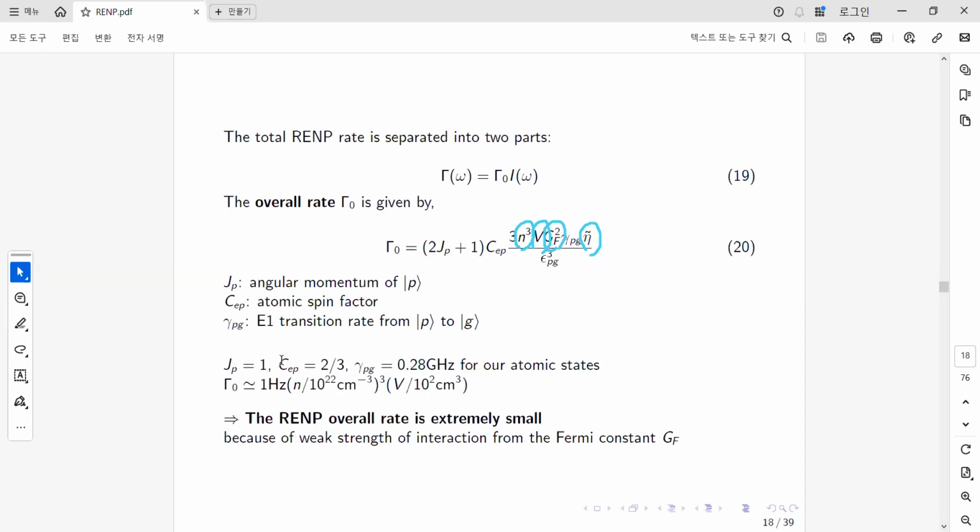And we can insert some values for our atomic state, in our case the xenon atom. So there are some specific values. We can obtain the overall rate for the LAMP of almost order 1 hertz for the given benchmark point of the number density and the volume. And such an overall rate of the LAMP signal is extremely small. 1 hertz is extremely small. This means that it's just one photon per second. Such an extremely weak signal of the LAMP comes from the small strength of the weak interactions, this Fermi constant value.